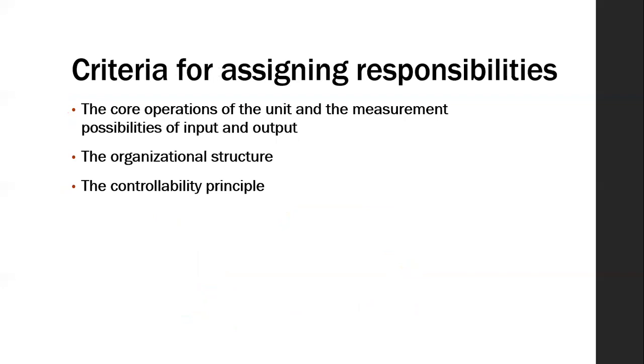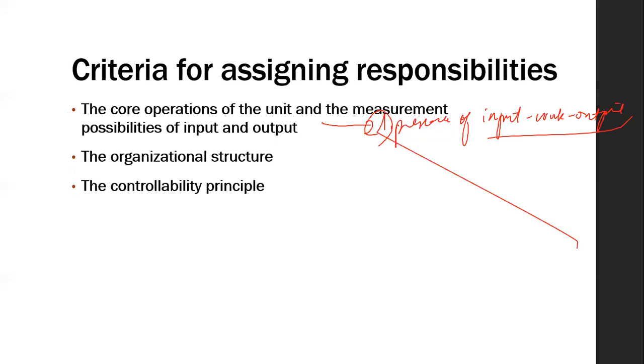So what are the criteria for assigning responsibilities? I already mentioned one: the core operations of the unit and the measurement possibilities of input and output. First, of course, the first thing that we need to understand is the presence of input, work, and output in the organization. There must be input, work, and output first. That's the first thing you need to understand. But the second thing is measurement possibilities.